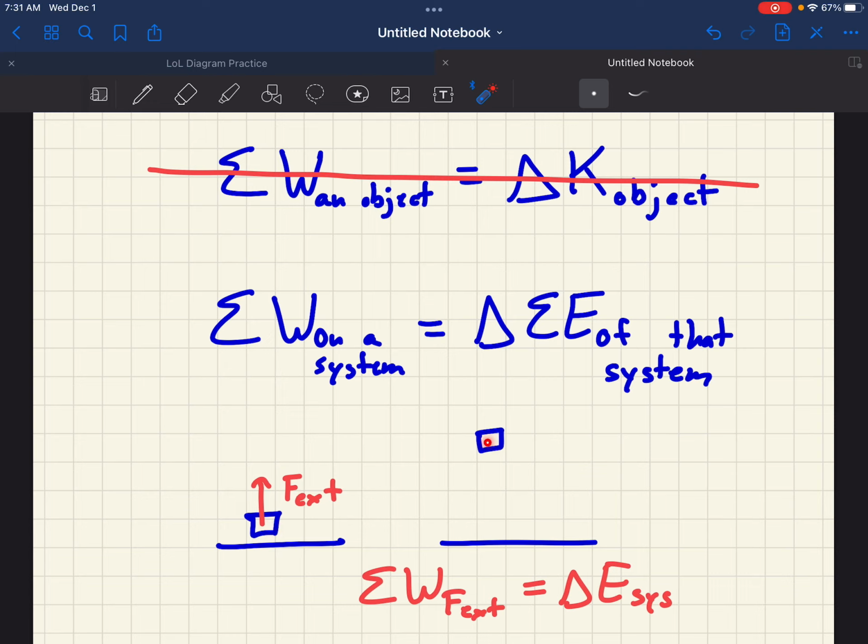Right, so even though the box didn't gain any kinetic energy, this external force did work on the mass Earth system and gave that system potential energy. Right, so this is just a quick example of that. And I think LOL diagrams should make this really, really clear. So go ahead and check out my first example video, and then there are some questions I want you to try out.